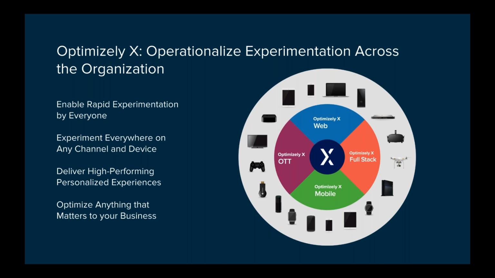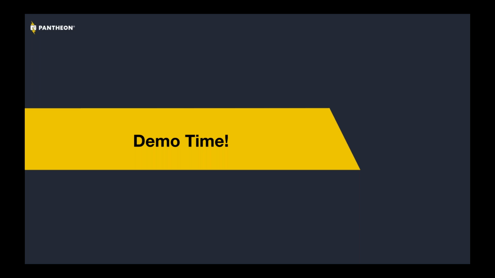We also have a solution for mobile, so you can run on tablets and mobile devices, as well as over-the-top devices, or OTT. That would be things like an Apple TV or an Android TV. And again, it enables anyone in your organization to run experiments. You can test on any channel, as well as really focusing on those specific metrics that matter to your business. So now I'm going to pass it over to Brad, who's going to walk through an example of what I just spoke about. Great. Thanks, Matt.